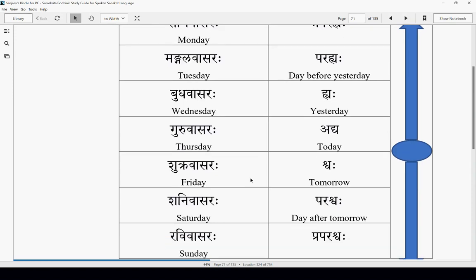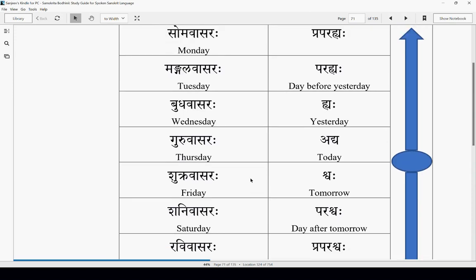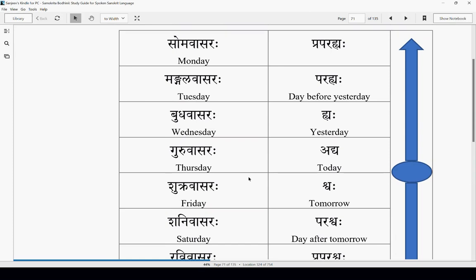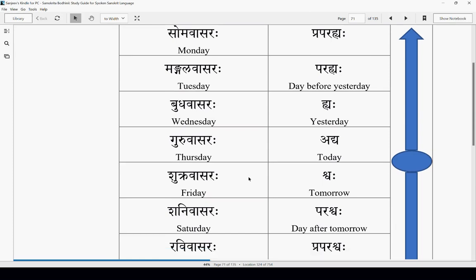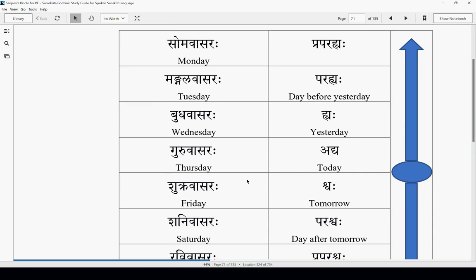Some people use, you can also use, Vara. Vara means which repeats itself, Vasara. So Somavasara and these names, which we already know. Some alternate names are also there for these. What is the alternate name for Somavasara? A different name. You may already be using these names for weekdays.